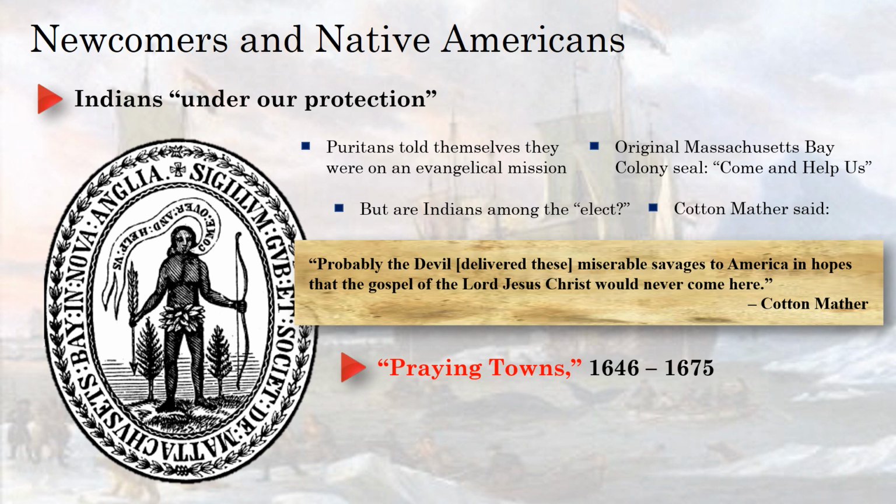And so, beginning in 1646 and ending in 1675, the Puritans established what was called praying towns. These were sort of camps established to convert Indians to Christianity. If that is even possible. So there's a lot of people that have a lot of skepticism about these praying towns and whether Indians can truly be converted.